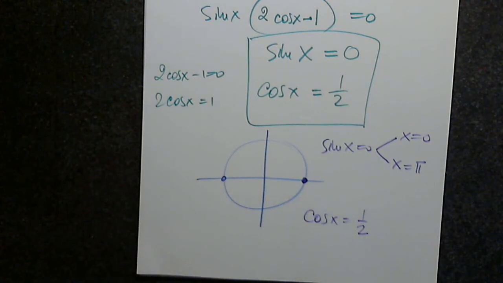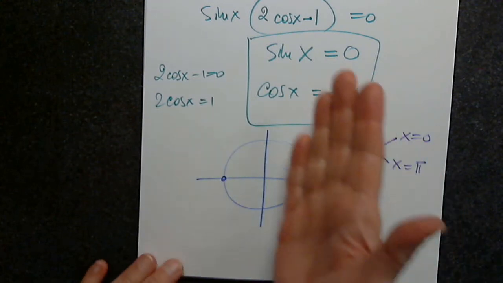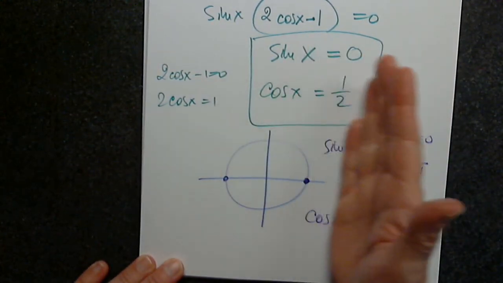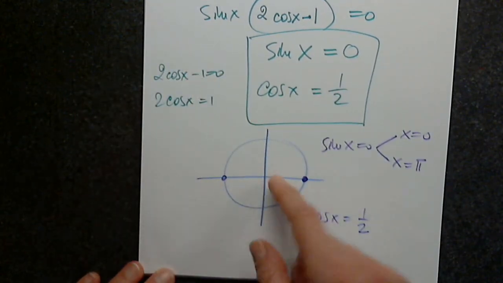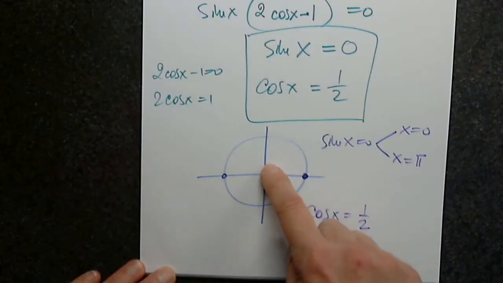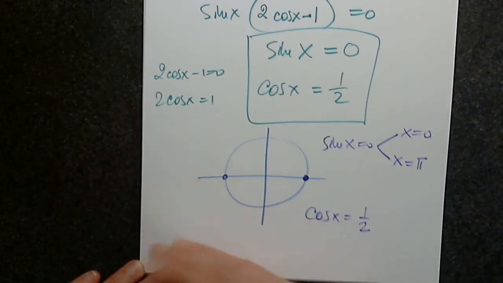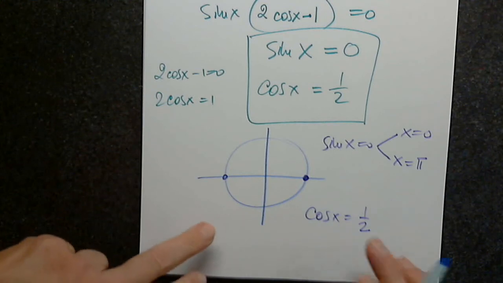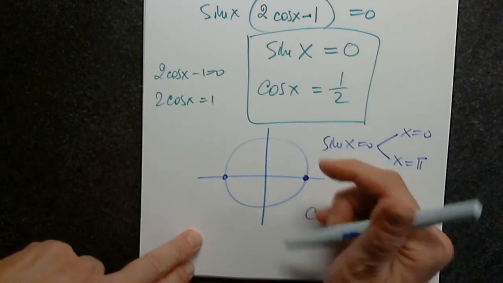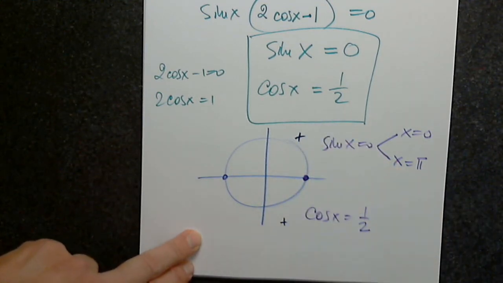And I have to ask myself in which quadrant is cosine positive, because I will come up with two answers. Cosine is positive where? It's measured on the x-axis. So it has to be positive here if it's measured on the x-axis. It has to be negative here. Sine has to be positive here because we measure it on the y-axis, and it has to be negative here because we measure it on the y-axis. So which quadrants? Good. Positive here and positive here, excellent.